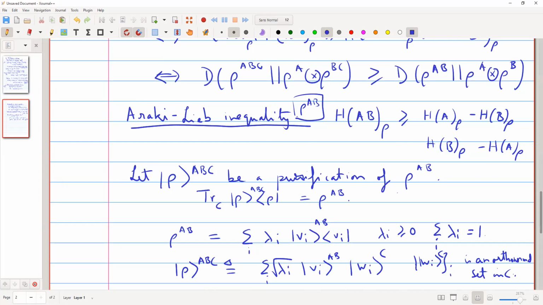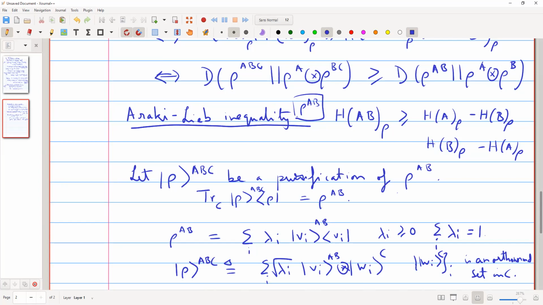Now you may ask how I know there's such an orthonormal set. Take the vector space C to be of dimension at least the dimension of AB. How many orthogonal eigenvectors v_i could there be in AB? At most the dimension of AB. So C is of large enough dimension. Choose an arbitrary orthonormal set in C, and set up this matching any way you want. With v1 I'll couple w1, with v2 I'll couple w2, and just write this down.